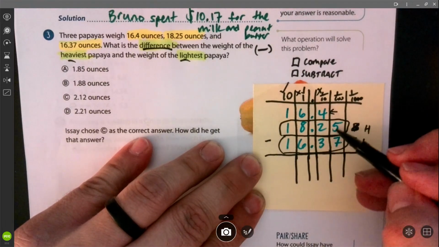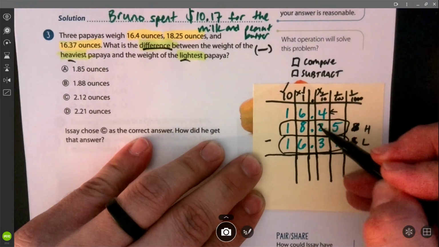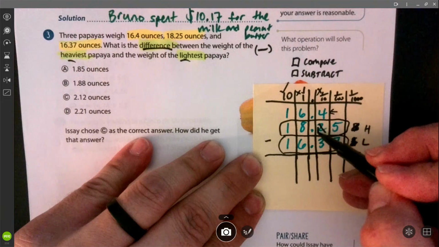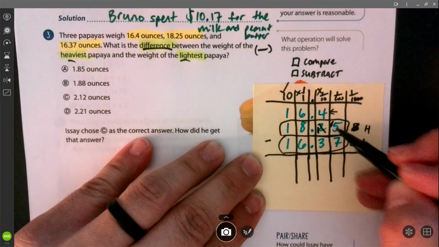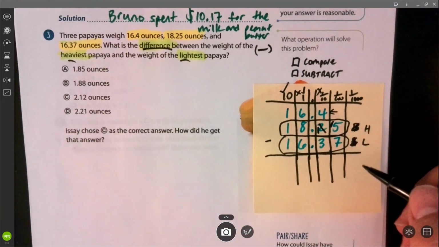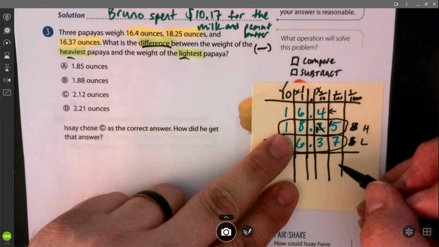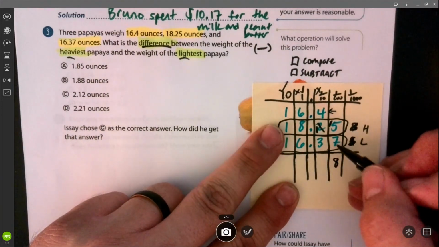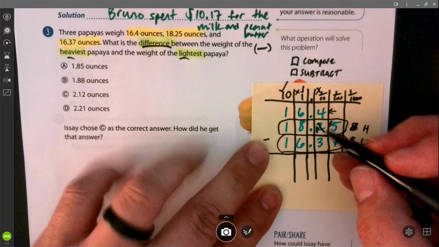Okay. 5 take away 7. I can't do that, so I need to come over here and regroup. That's going to be a 1, and this is going to be a 15 now. 15 take away 7. Let me count up. 7, 8, 9, 10, 11, 12, 13, 14, 15. That's going to be 8. I also know 7 plus 7 is 14, and then one more, 8.